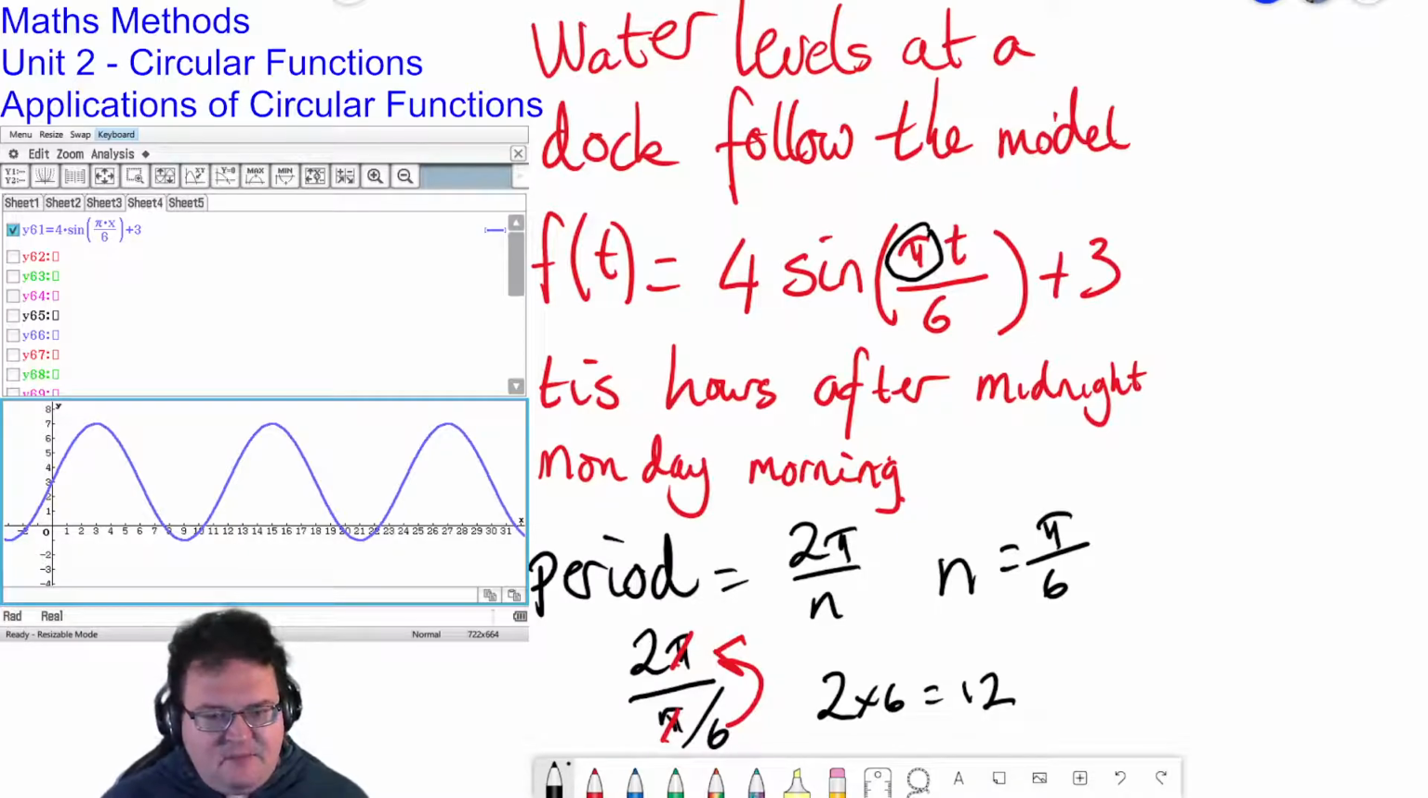So what does that definitely mean we can't do if we're thinking about boats on a dock? All right, so if we're thinking about boats at a dock and we're trying to get boats into the dock, and the water level is negative, that means there's no water in the dock. So what does that mean for the boats?